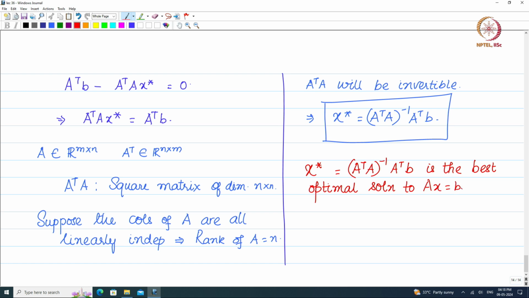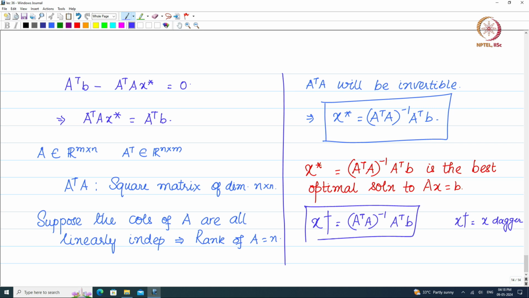And this is basically my solution to the system of equations in the least squared sense, right. And most of the textbooks use this notation x dagger and say this is basically A transpose A the whole inverse A transpose B, we say this is nothing but x dagger. Right. So this is basically the best optimal solution that we have.